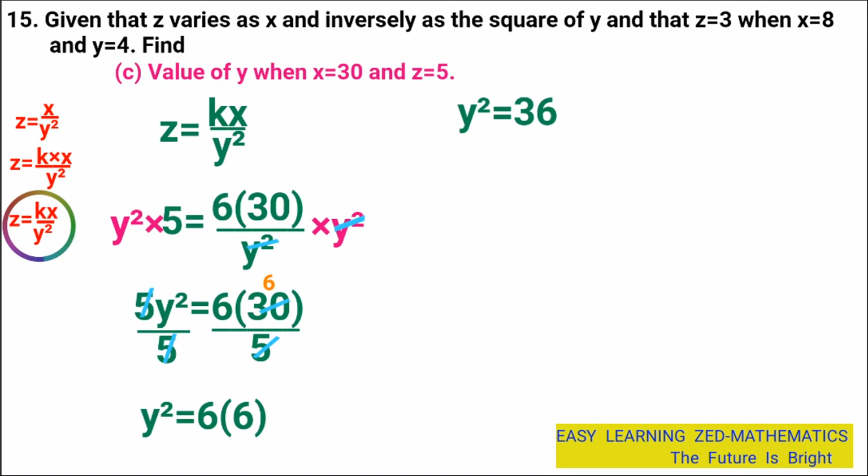Now at this stage I'm going to find the square root of y squared and 36. Once I've done that, the square root of y squared is equal to y, then the square root of 36 is equal to 6. Okay, so the value of y when x is equal to 30 and z is equal to 5 is 6. Basically this is how you solve such questions in an exam.